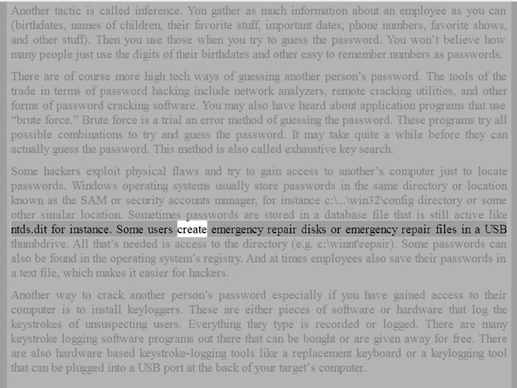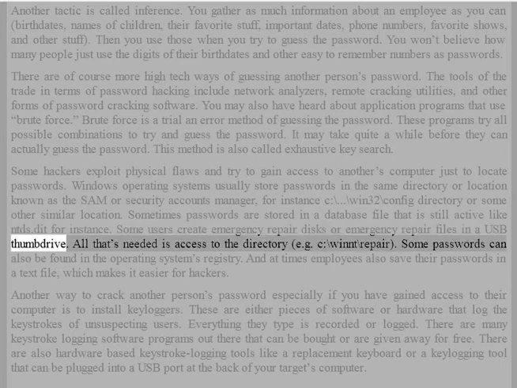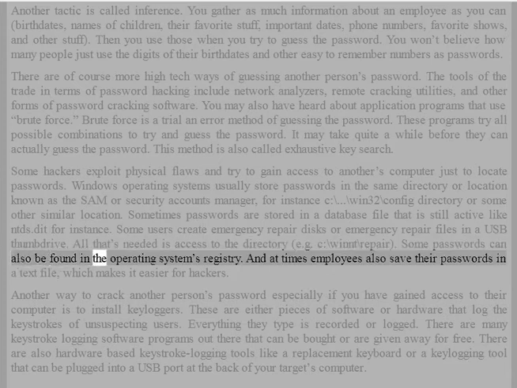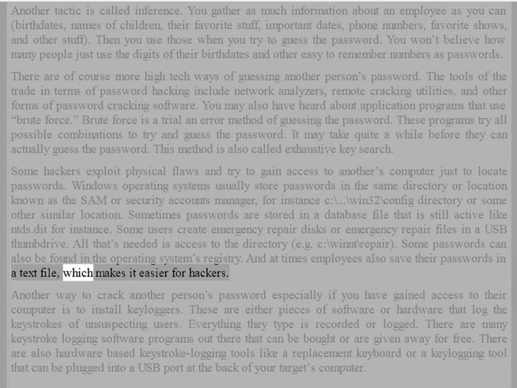Some users create emergency repair disks or emergency repair files in a USB thumb drive. All that's needed is access to the directory, e.g. c:/win and /repair. Some passwords can also be found in the operating system's registry. And at times employees also save their passwords in a text file, which makes it easier for hackers.